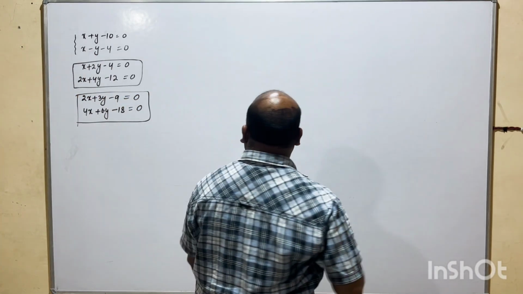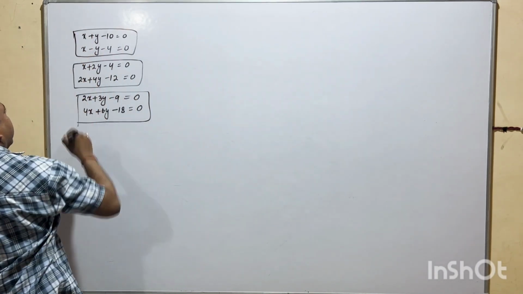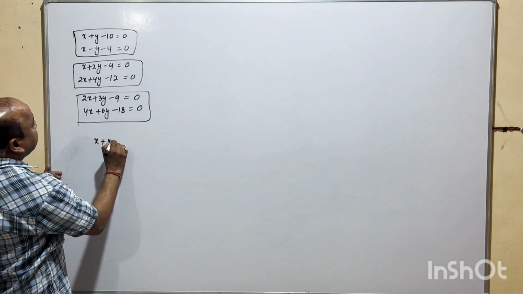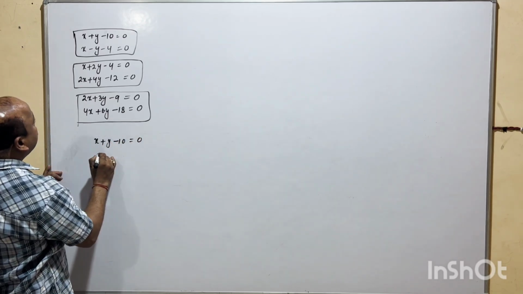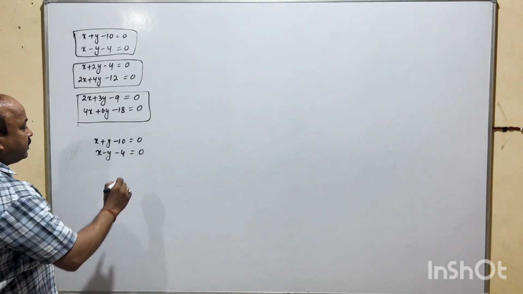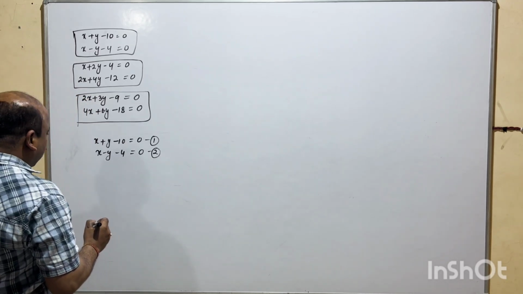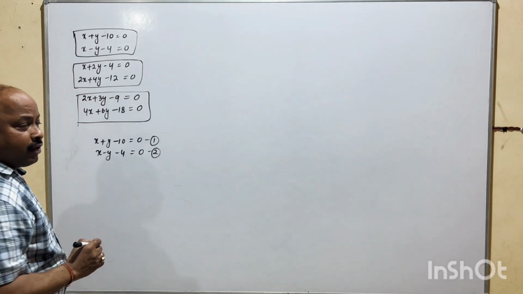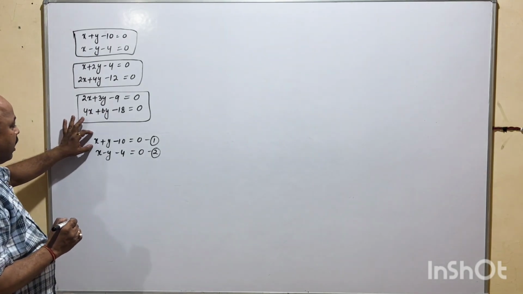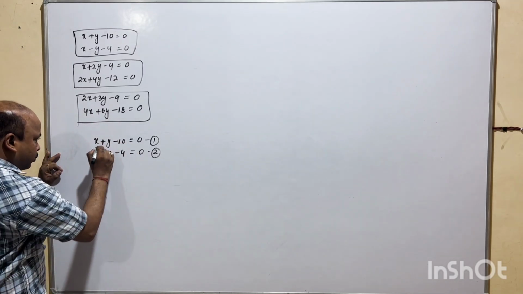Just to discuss the first one, we solve this pair of linear equations by the graphical method. So it is x plus y minus 10 equal to 0, then x minus y minus 4 equal to 0. This is equation 1 and this is equation 2. In the previous class, the 9th class, chapter 4, introduction to linear equations in two variables, you learned how to represent an equation graphically. So today I am telling it again.